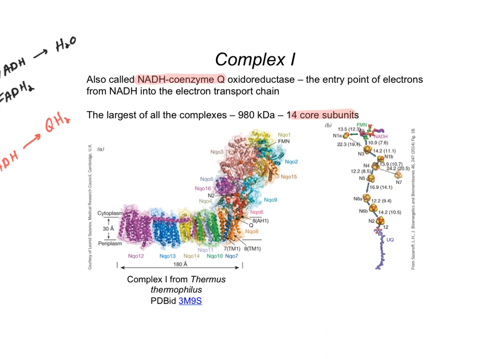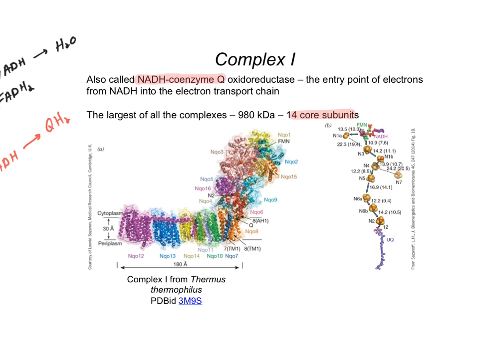Okay, so in the eukaryotic version, or the mammalian version, there are actually 30 other subunits that go on to these 14 core subunits, okay? These are just going to be extra subunits that are going to help in stability as well as regulation overall, okay? But again, I'm going to talk about this with respect to the 14 core subunits.